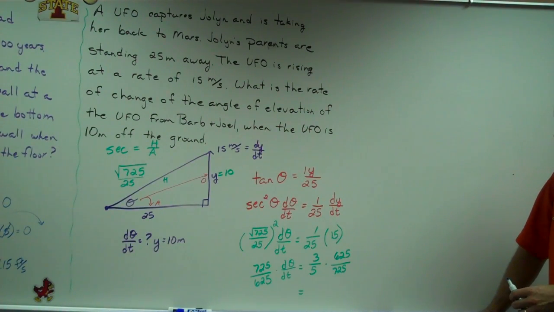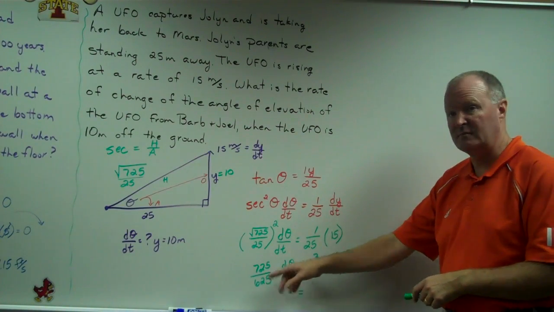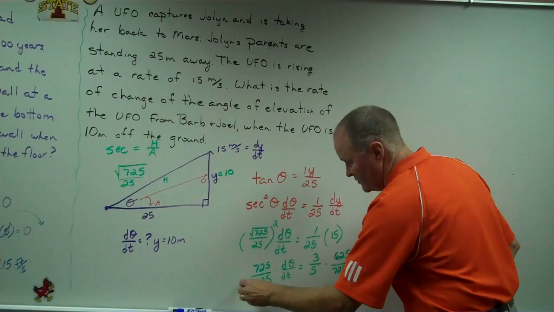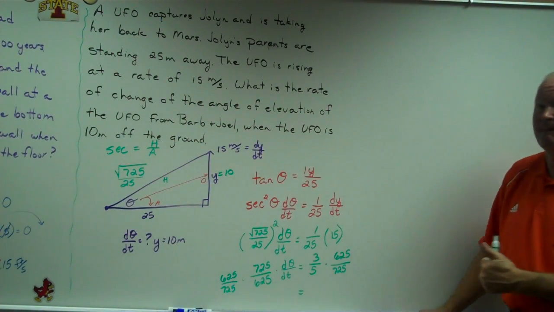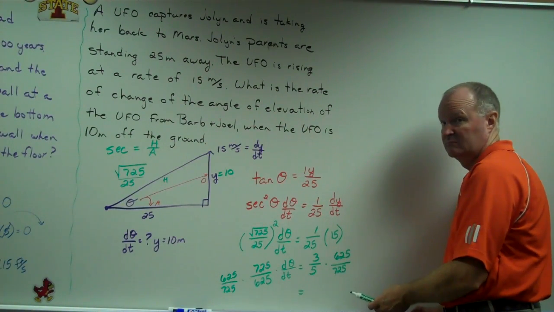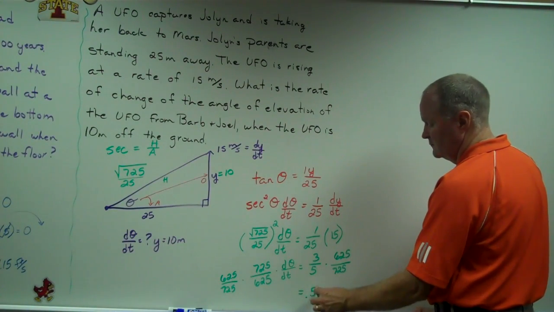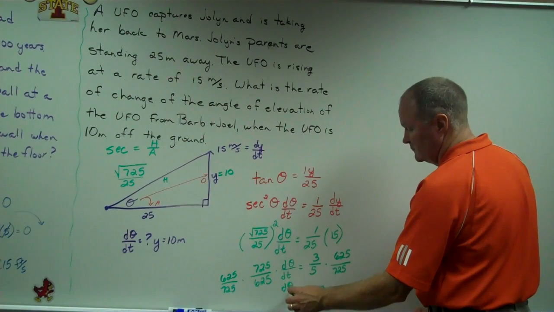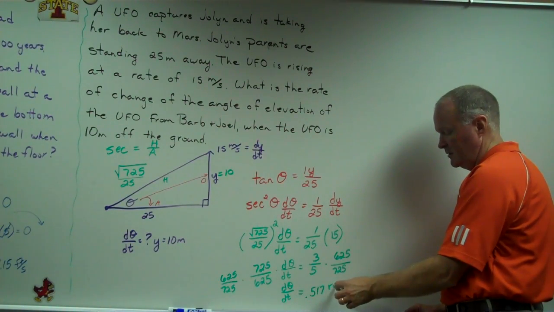Why are you just multiplying by that? What else do you want to do? Why can you just do that? Multiply by the reciprocal. I divided both sides, really. I'm just multiplying both sides by the reciprocal. So, I'm going to do that. It's like 5x. It's 0.517. 0.517? Yeah. And that's in radians per second.